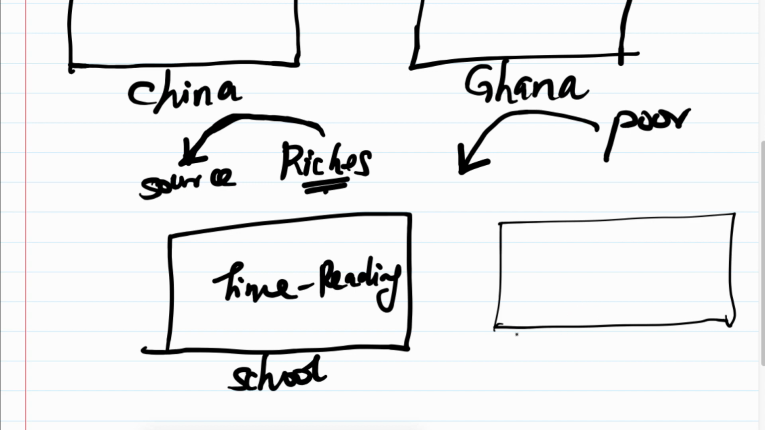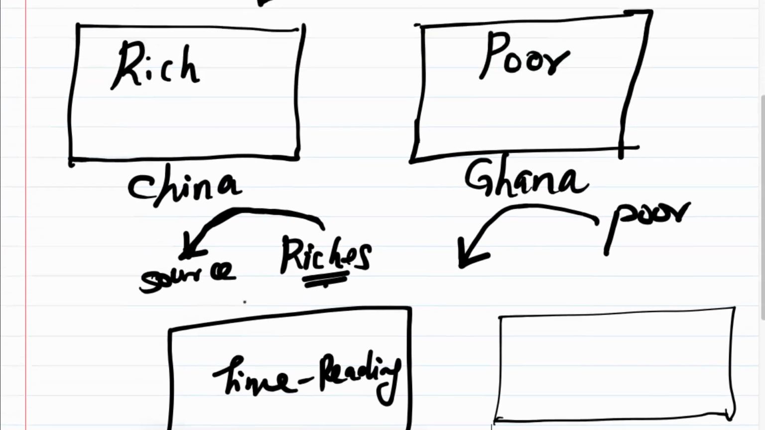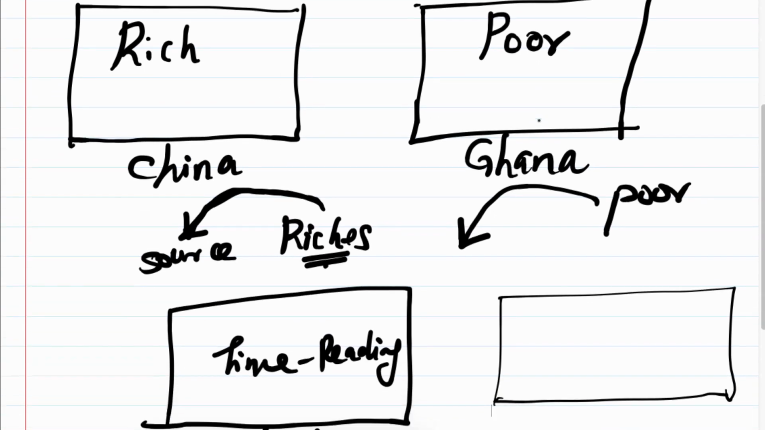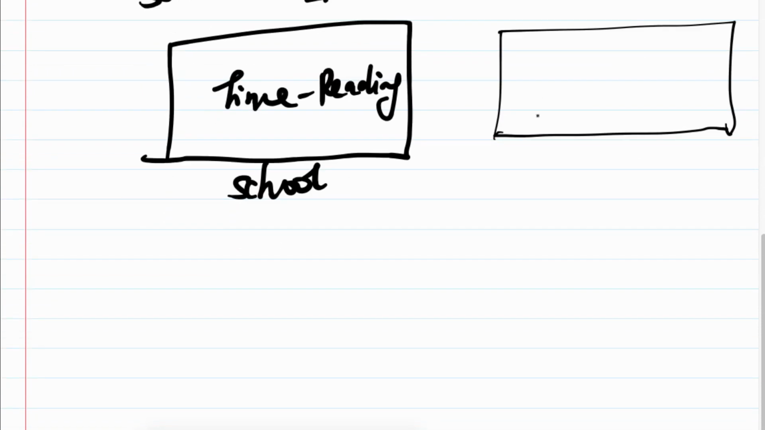So you are trying to trace it back to the original. That process of tracing back to the source: what is influencing this reading? What is influencing the riches, the wealth of China? What is influencing the poverty in Ghana? What you are trying to do is trace it back with what we call regression. That is, you are regressing back to know the source of the poverty.